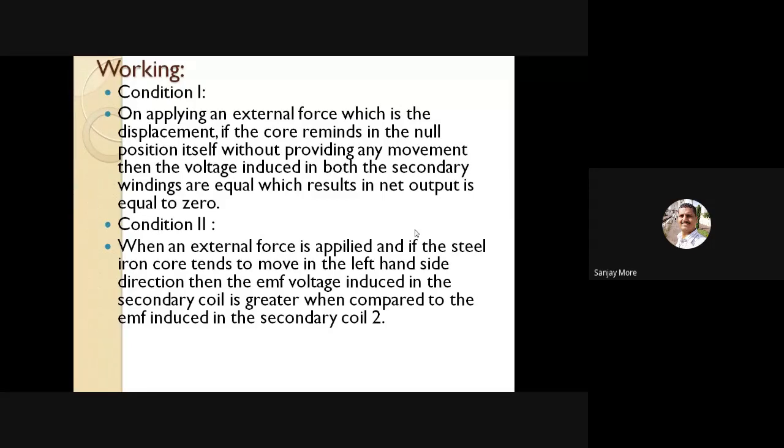Condition second: when an external force is applied and the steel iron core tends to move in the left hand side direction, then the EMF induced in secondary coil 1 is greater when compared to the EMF induced in secondary coil 2. Means when you apply external force with the help of the iron core, the EMF induced in the left hand side secondary coil is greater than in the right hand side secondary coil.